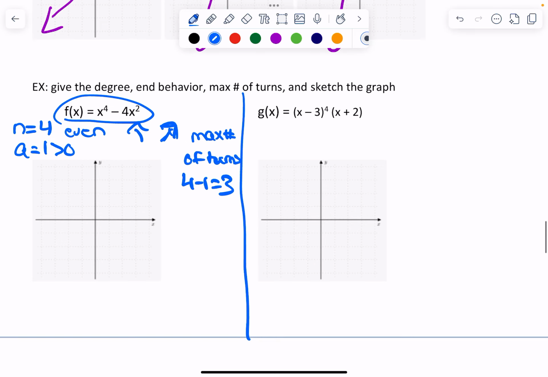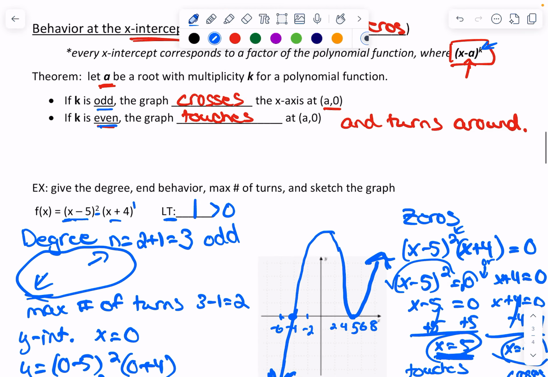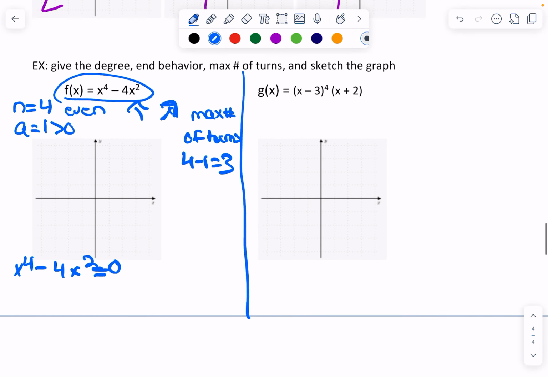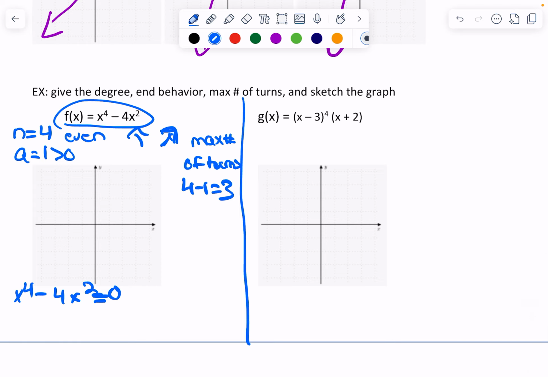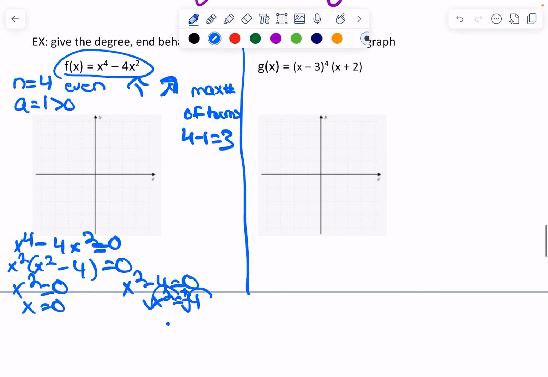Next, we want to find the x-intercepts here. x to the power 4 minus 4x squared equals 0. Our goal now is to have them in the factored form so that we know what the multiplicity is, so that we know if it touches or turns around. So the greatest common factor here is going to be x squared. What's left is x squared minus 4 equals 0. x squared equals 0 is going to be x equals 0. And then x squared minus 4 equals 0: we move the 4, so x squared equals 4, and we take the square root, which means that we get a positive and a negative, so x equals positive and negative 2.